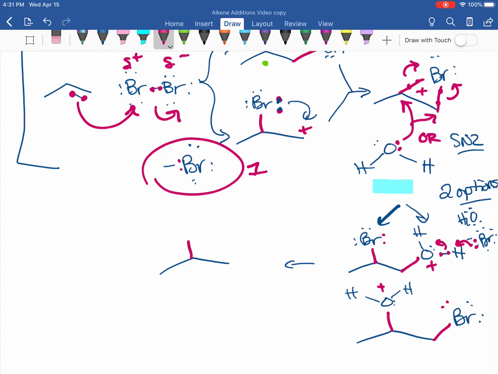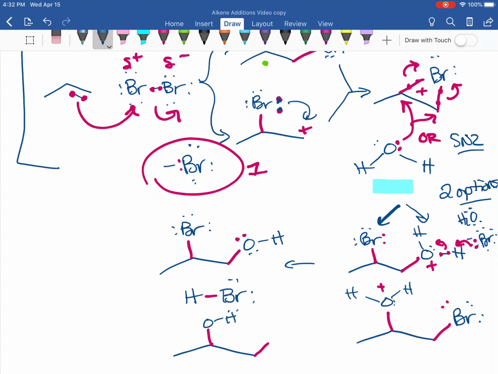Let's draw both of them out like this. What are we about to make as a byproduct? HBr. So when you do this reaction, you're going to make this, but then you also just made HBr. So you can use your water also, and you just made H3O plus Br minus, same thing as HBr and water. So we just made a combination of both of these.